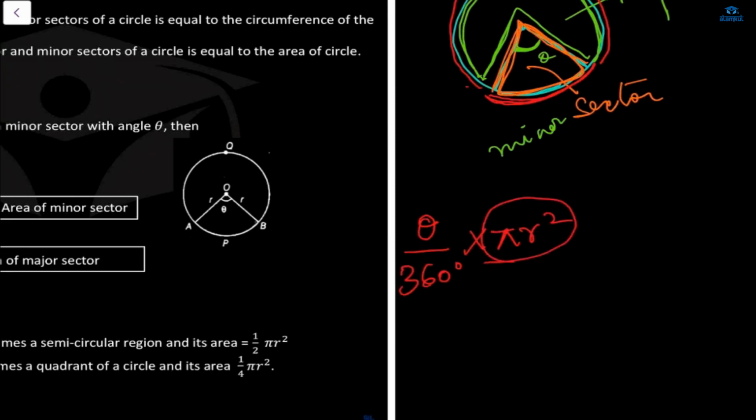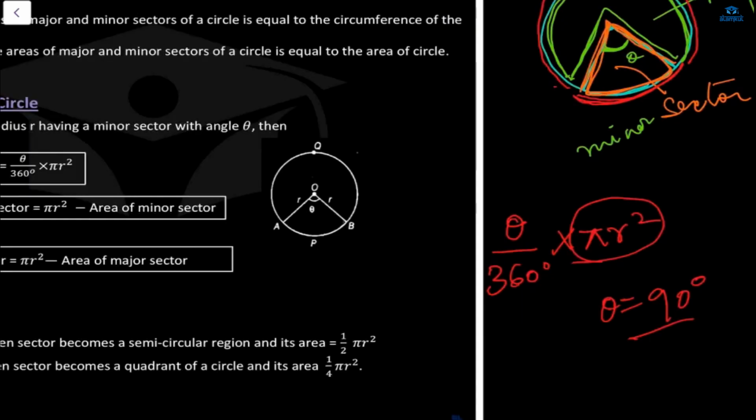So theta, the angle that the sector makes at the center, whatever angle, 30 degree, 40 degree, 60 degree, 80 degree, 90 degree, and then divide by 360. Now if you get the theta value as 90 degree, you can directly apply for quadrant, because it will form a quadrant.